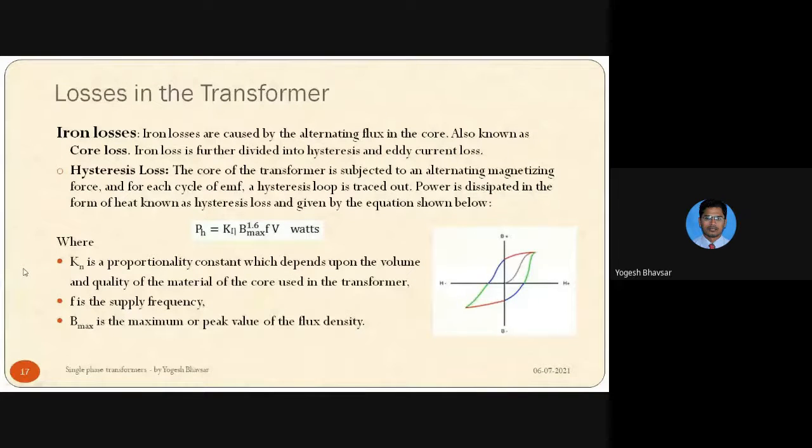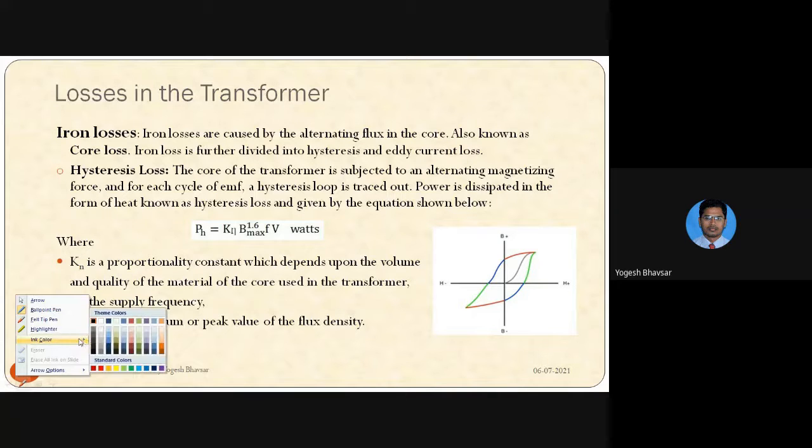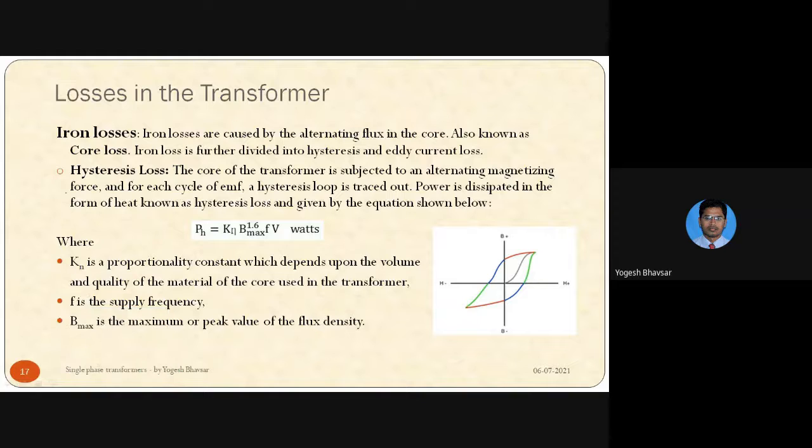The losses in the transformer, right? As we know, this is an electrical device, so it may have some resistance, some magnetic field, so it may have some losses that will happen in the transformer. And we know the efficiency we calculate for each and every machine or equipment. By calculating the efficiency, we come to know whether the performance of that particular machine is good or not. So we just get it by the efficiency.